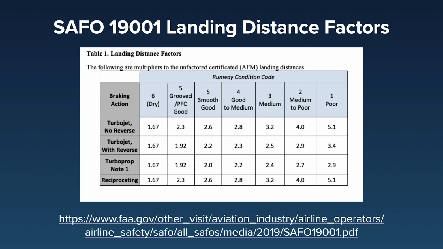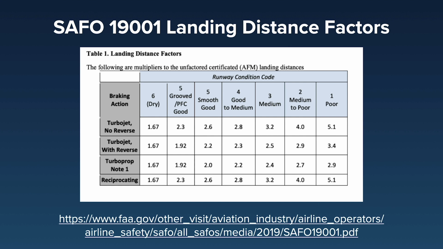And again, these are recommendations. These are not regulations, at least for Part 91. Dry, perfect runway conditions, they recommend a safety factor of 1.67. As the runway conditions deteriorate, you see the safety factors go up, all the way to the worst rating that they give it, a rating of 1 for poor conditions, a safety factor of 5.1.